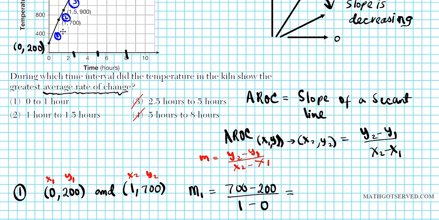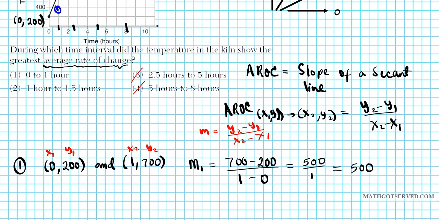Okay, so we're looking for the slope of a secant line on this interval right here from 0 to 1. How steep is this line? 700 minus 200 is 500. 1 minus 0 is 1. The value of the slope of the secant line, or the average rate of change from 0 to 1, is 500.